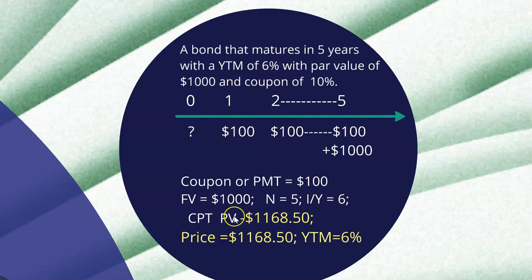Your present value, that's what you need to calculate, right, is negative 1168.50. It's negative, remember, because you are the lender and you need to pay it at the beginning in order to get all these cash flows later. So it's an outflow for you at the beginning. So the price is nothing but the present value. So the price happens to be 1168.50 that you just computed. And your YTM is 6%.